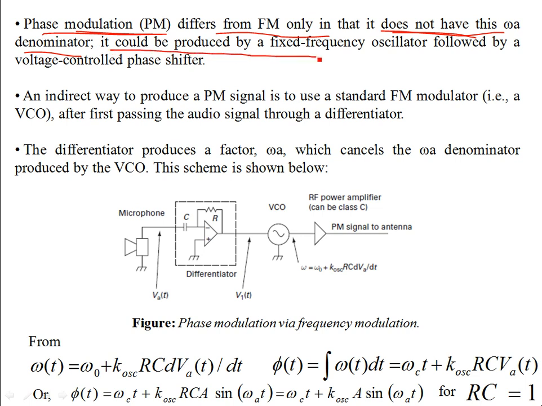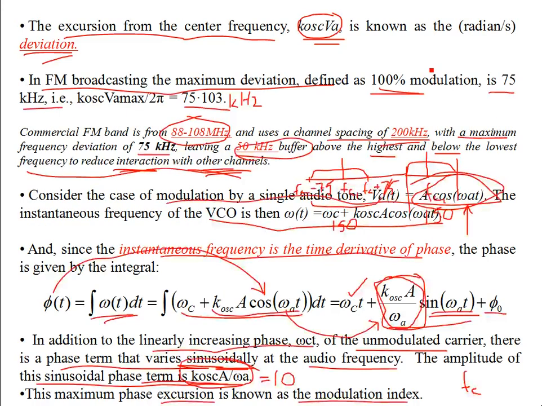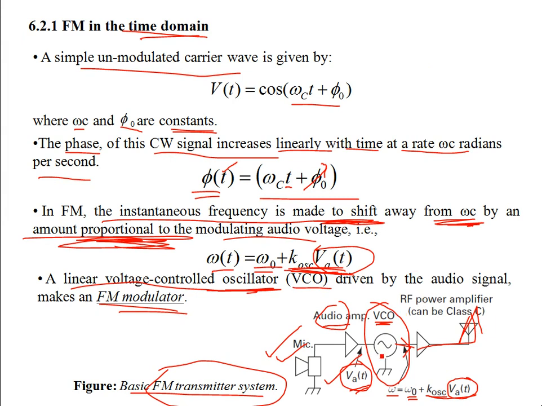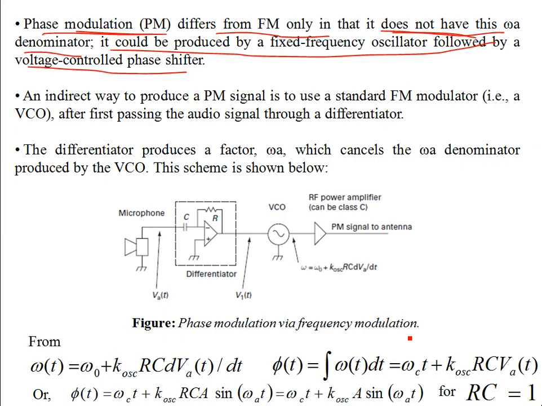It could be produced by a fixed frequency oscillator followed by a voltage controlled phase shifter. That's the direct method. Previously, for the generation of FM, we had a voltage controlled oscillator whose voltage was controlled by an audio signal. You don't need that here. What you need is a voltage controlled phase shifter, and that's it.